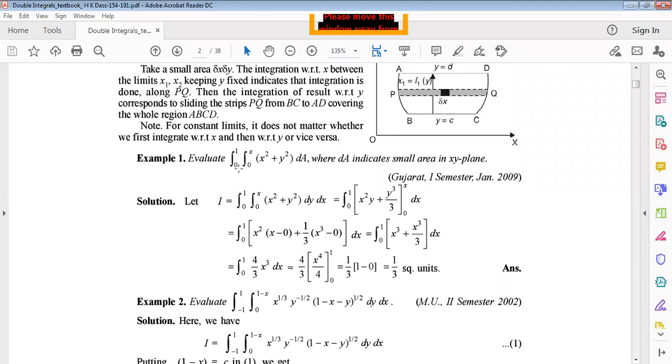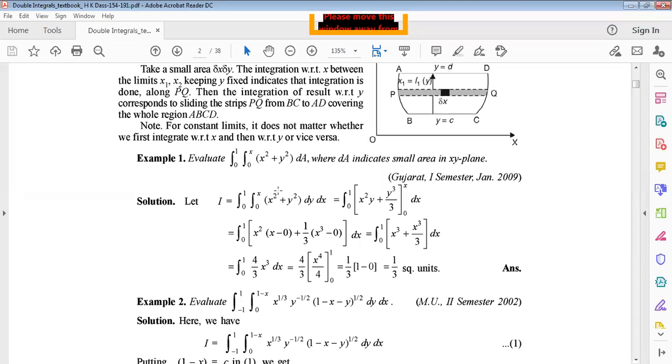First example: evaluate the integral from 0 to 1 and 0 to x of (x square plus y square) dA. dA indicates the small area in the xy plane. Then we have to find out this area. Now let I equal the total integration, I equals the integral from 0 to 1 and 0 to x of (x square plus y square) dy dx. First of all we have to find the integration from 0 to x of (x square plus y square) dy. dy means with respect to y.